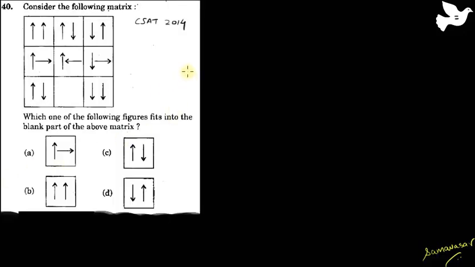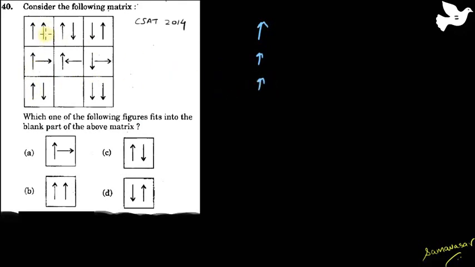This is a question of CSAT 2014 in which I am given a matrix, and now I am asked which of these blocks fit this empty block of the matrix. So in this case, first of all, whenever you have two elements, you should look at each element and see if you can find a pattern. So in this case, I have an arrow which is pointing upwards. Now let me come to the one below. This is also pointing upwards, and in this one it is also pointing upwards.